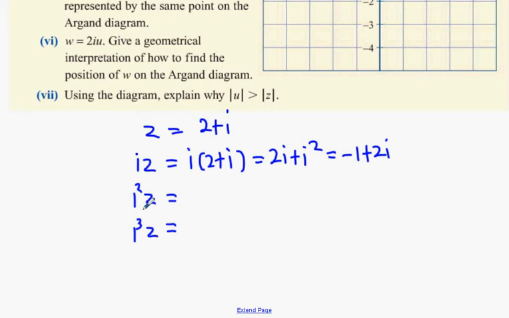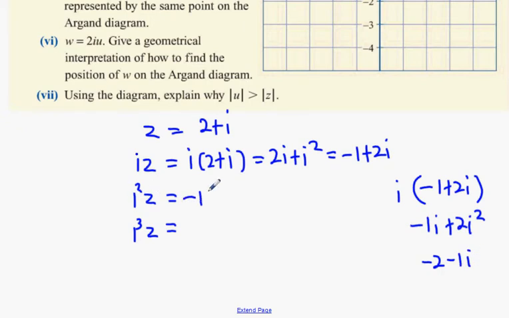Now, to get i squared z, it's the same thing as multiplying by what? What is i squared? So, you have two choices. You can multiply your last answer by i. So if you multiply your last answer by i, you'll get minus 1i plus 2i squared, which is minus 2 minus 1i. You can do it that way. Or, you can say that i squared is minus 1. What's minus 1 times 2 plus i? It's minus 2 minus 1i. You get the same answer both ways.